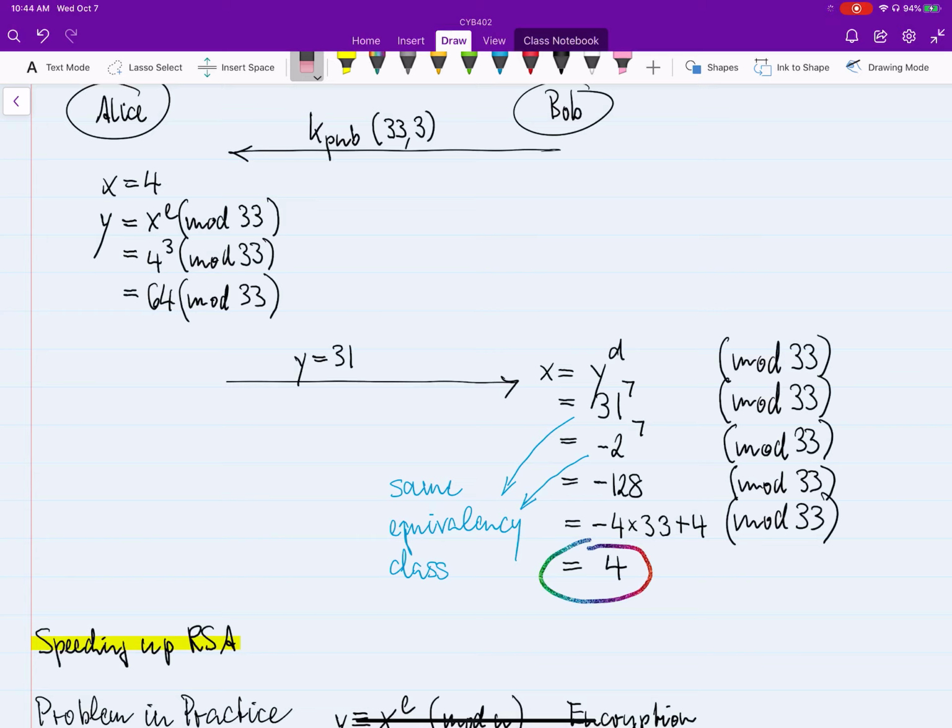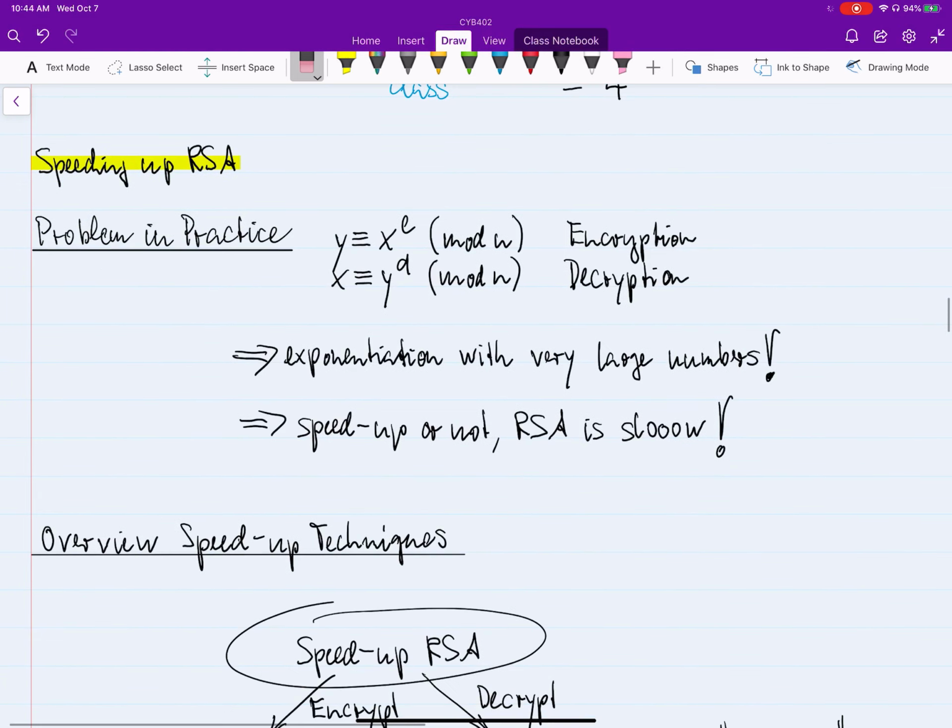So in this case, we use that because it's much easier to mentally do the math for minus 2 to the power of 7 as opposed to 31 to the power of 7. And this, if you do the mod operation correctly, results in a plain text of 4, which is the correct result. Okay, so this is how RSA works for small numbers.